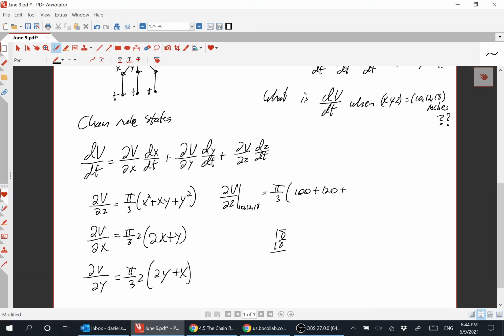18 squared, so 324. So 324 plus 100 plus 120, 544 divided by 3, so 181.33. And then I'll multiply by pi as well, times 3.14159. So 596.67.